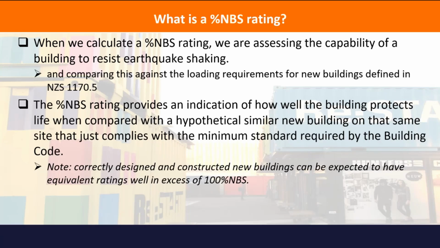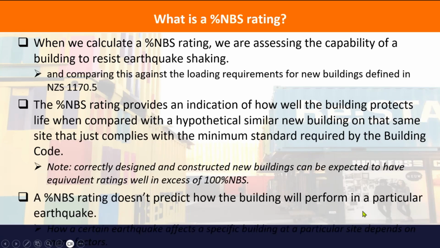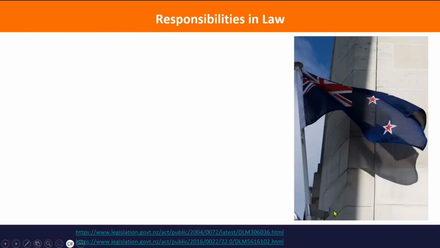So if you've got a new building and you've designed it correctly and it's been constructed properly, you can have an NBS well in excess of 100%. And you would expect that largely for other reasons and for basic requirements of the codes. Modern codes of practice require your buildings to be robust. And so you can avoid disproportionate collapse.